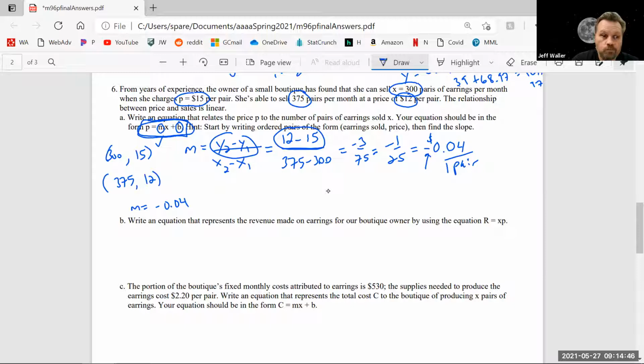Yes, it's one of the 15 or 12. Oh, it could be either one. So there's multiple equations you can get. No, we don't know B yet. B comes from what point specifically?